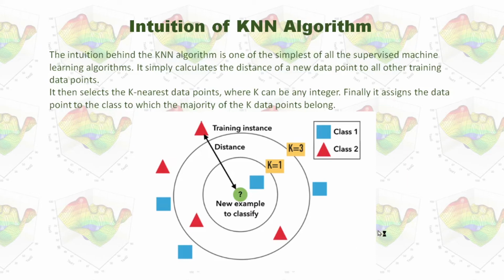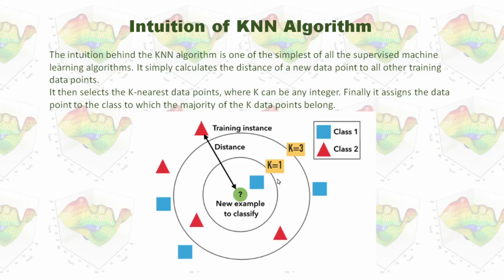For example, we have two types of data. One type is a square, another type is a triangle. And we know the triangle data is located here and the square data is located here. Now we get a new data point. What we need to do is calculate the distance between the new data point and the existing data points, and try to classify this new data point. During this process, we need to decide the k, which is a critical parameter for our algorithm.